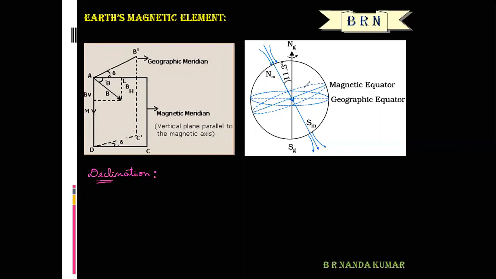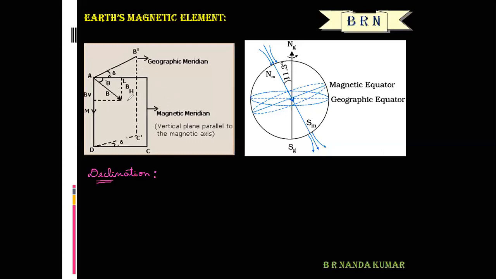A plane passing through the given place and the magnetic north and south poles of Earth is called the magnetic meridian. Meridian means the surface. Okay, so what is the meaning of magnetic meridian? A plane passing through the given place and the magnetic north and south poles of Earth. Actually, that is called the magnetic meridian.